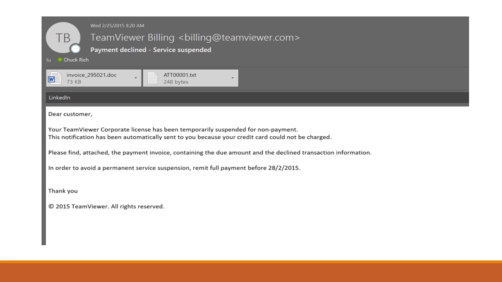Typically, companies of this size have a bit more advanced billing systems than sending people Word documents. So this should be a big red flag for you. So again, is this a company that I do business with? And is this the normal way that I normally process financial transactions with this company?